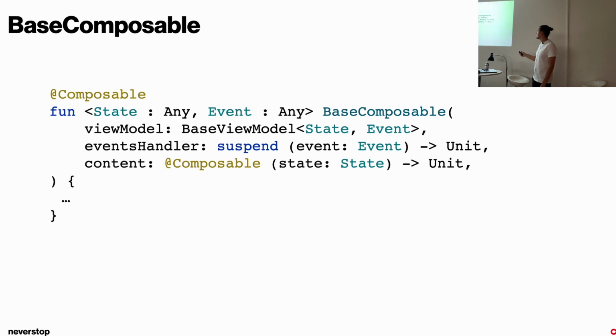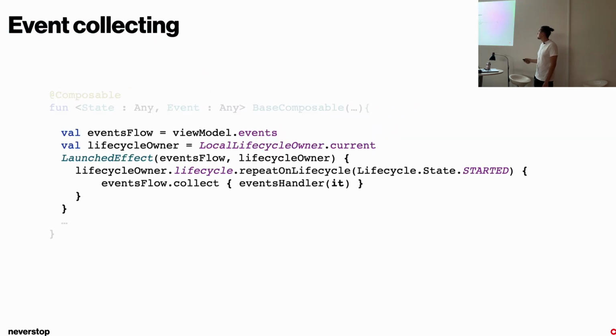Yeah, the BaseComposable takes in 3 parameters: view model, events handler, and the content. But we'll see how each of those are used in a short. And let's first take a look at the event collecting. Since I mentioned we still have events, let's take a look at how they are handled.